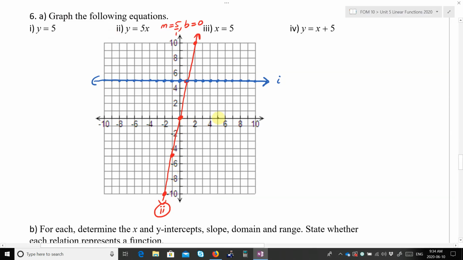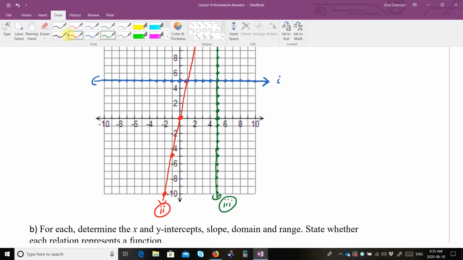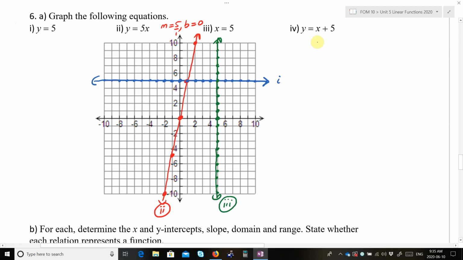Number 3 we'll do in green is x equals 5. And that means that the x-coordinate is always 5, regardless of what y is. So see how I'm staying at an x-coordinate of 5 as the y-coordinates change. And it maps out a vertical line for us. So there's number 3.